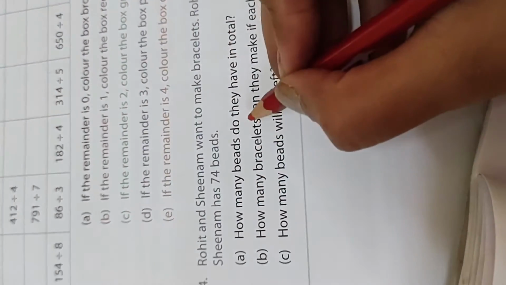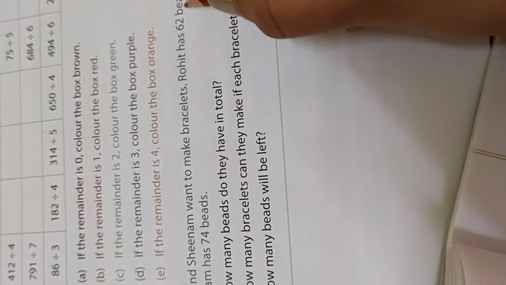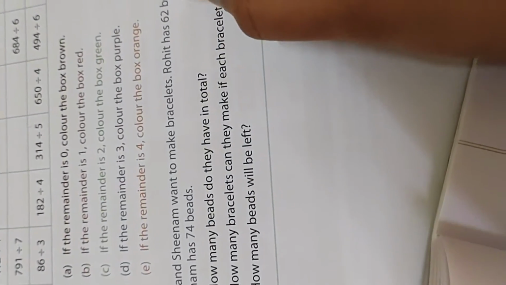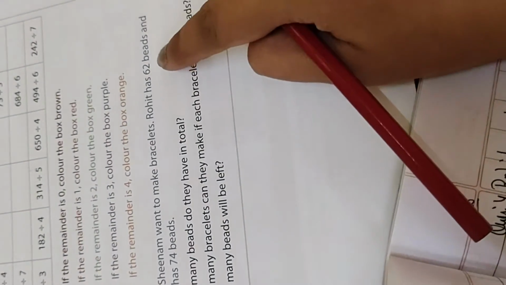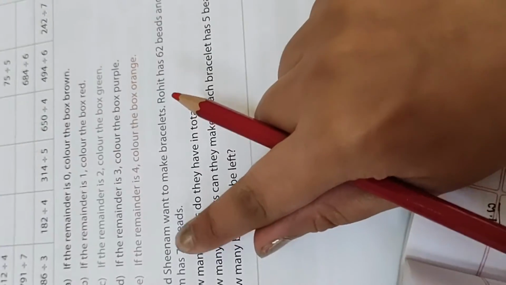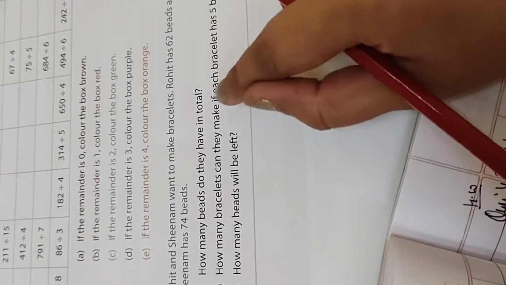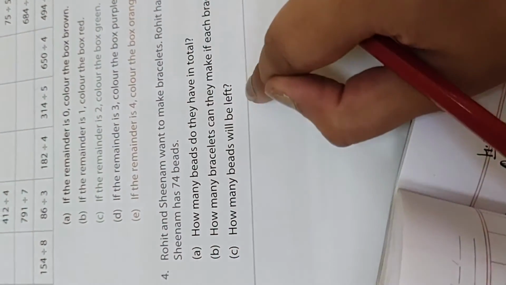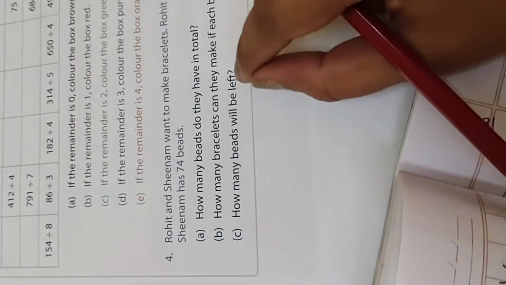So the first question is, how many beads do they have in total? How can you find the total number of beads? You have to add these two numbers. How many bracelets can they make if each bracelet has 5 beads? So now you will take 62 plus 74, whatever answer you get, and divide it by 5. Then you will get how many bracelets they can make. And if there is any remainder, you can write here how many beads will be left.